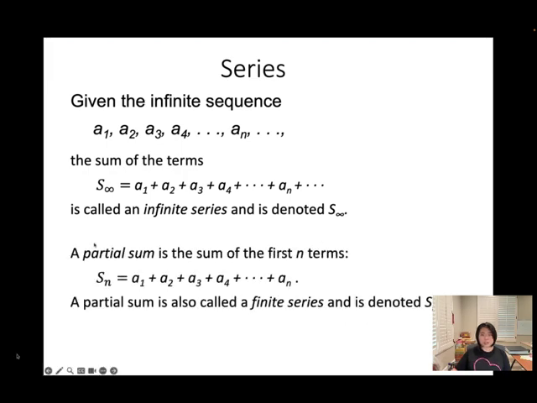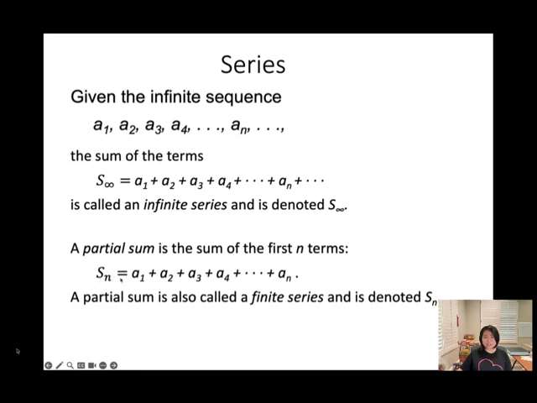If we have a partial sum, you can think of it as a finite sequence. It stops at the general term. When you add it up, we call this the partial sum, the sum of the first n terms. So we have Sn equal to a1 plus a2 until an, and this is a finite series, denoted by Sn. One more time, series means you add up all the terms of the sequence. So we have an infinite series and a finite series.